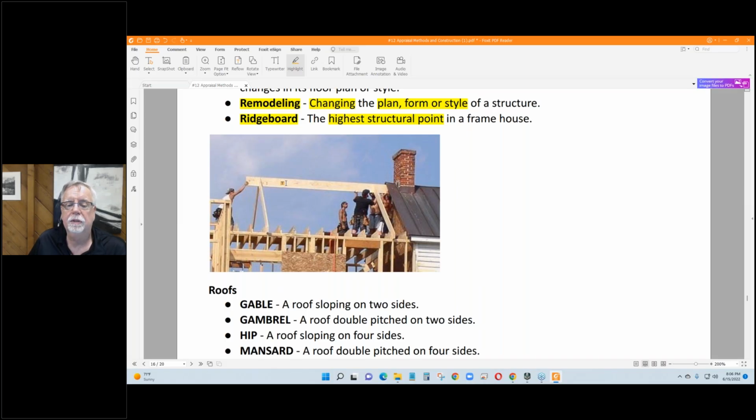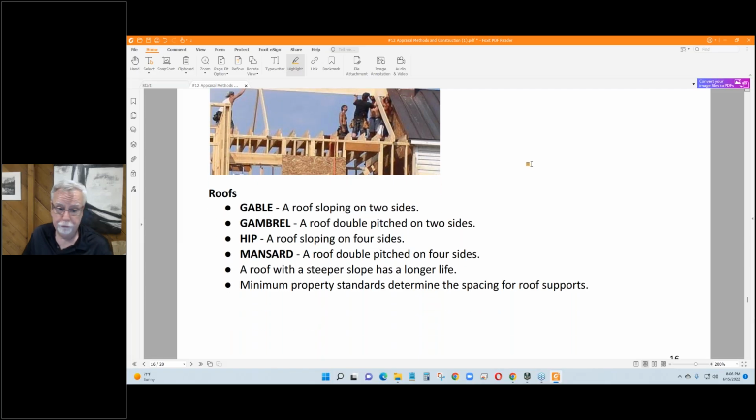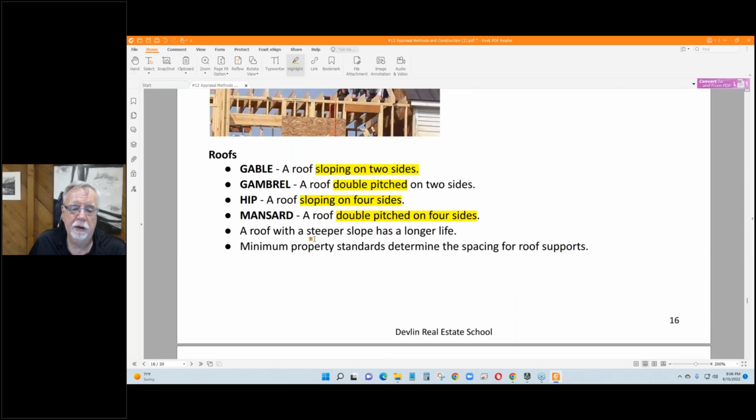And this is a picture of them installing a ridge board, right? That's what a ridge board looks like. Roofs: gable slopes on two sides. Gambrel is double pitched. Hip slopes on four sides. And a mansard is double pitched on four sides. All right, so I have a diagram I'll get to.